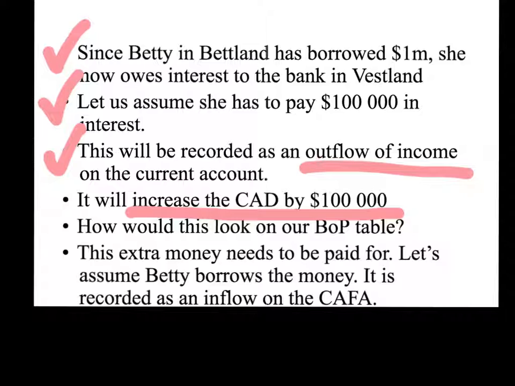We also have to realise, however, that this extra money needs to be paid for. That $100,000 of income outflow needs to be paid for. So we're going to assume that Betty is going to borrow that money, and that's going to be recorded as an inflow in the capital and financial account. Let's have a look.